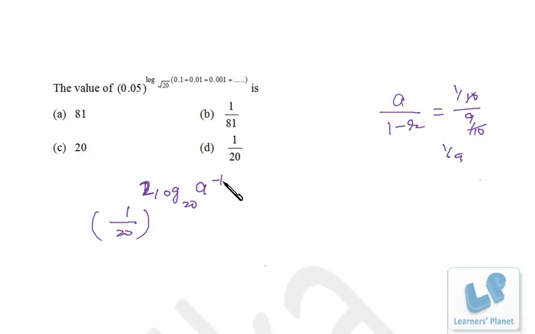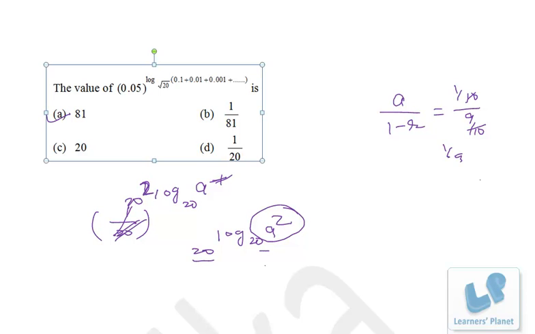Now this minus 1 can be taken over here, so that will be minus 2. So 1 upon 20 raised to minus 2, so that will be actually 20 raised to 2, right? That the story is eliminated. Now this is 20 raised to log of 20 raised to 9 square, right? This square will go over here. So this and this is same, so finally it is 9 square, that is 81.